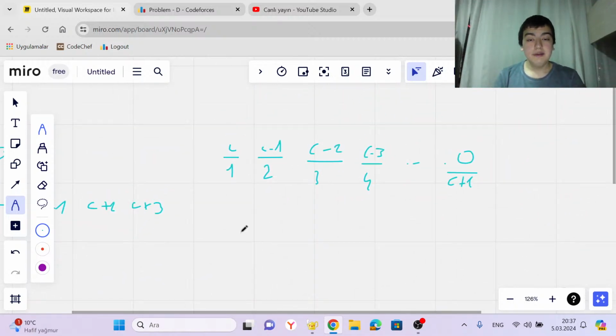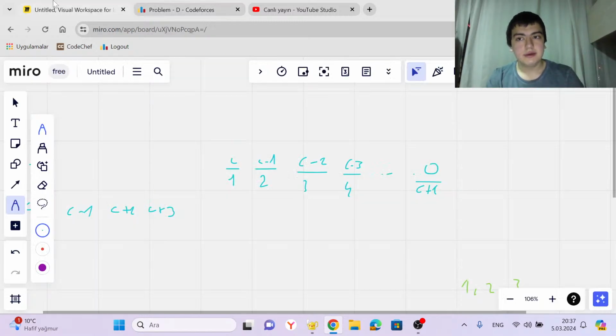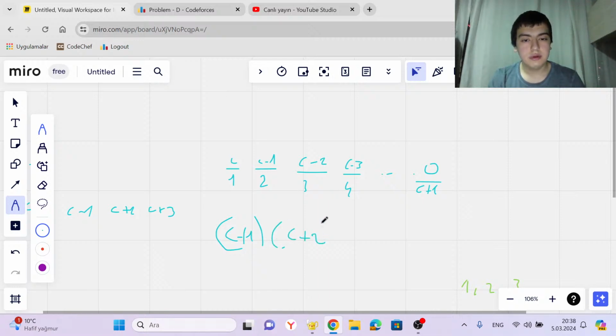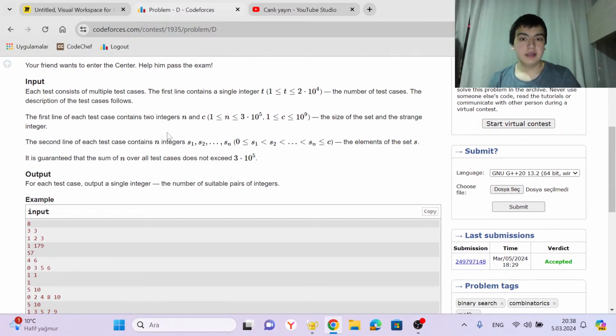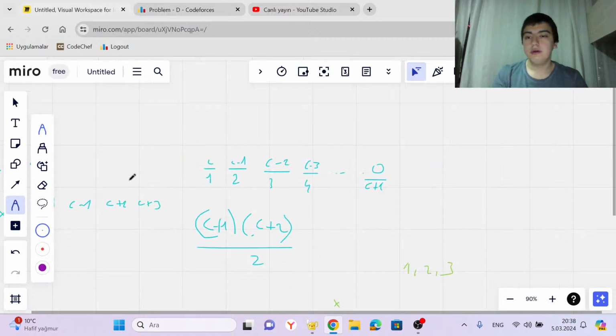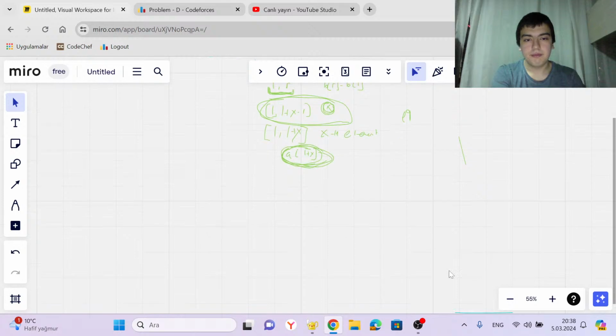So if the set would be empty, our answer will be the sum of numbers from 1 to C plus 1, and it equals C plus 1 multiplied by C plus 2 divided by 2. But there are some elements in the set, so we need to take care of them.